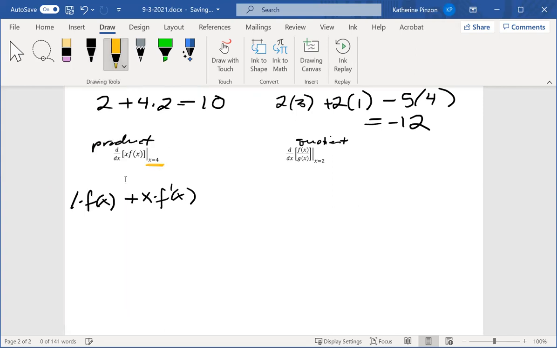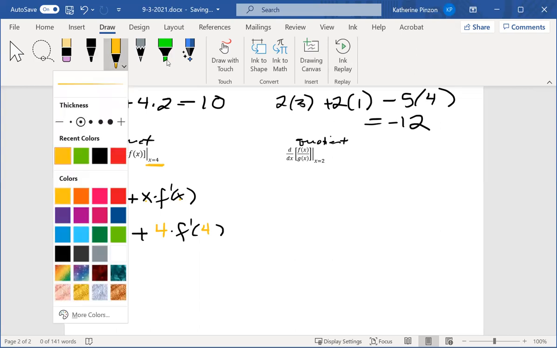Okay. Once I take the derivative, then I'm going to plug in my number. In this problem, my number was x equals 4. So I'm going to plug 4 everywhere I see an x. So 4 is going to go in 3 places, everywhere I see an x. I'm going to have 1 times f of 4 plus 4 times f prime of 4. So all of those x's got replaced with 4s.